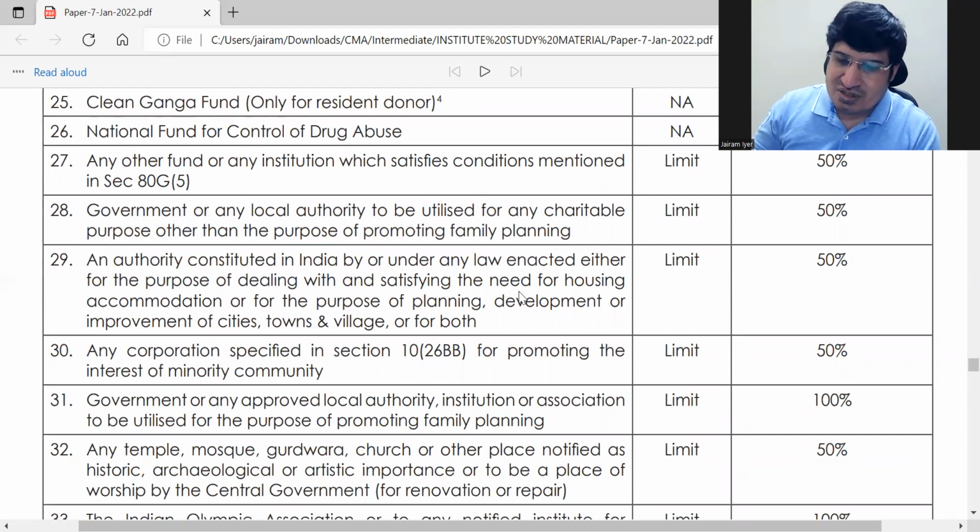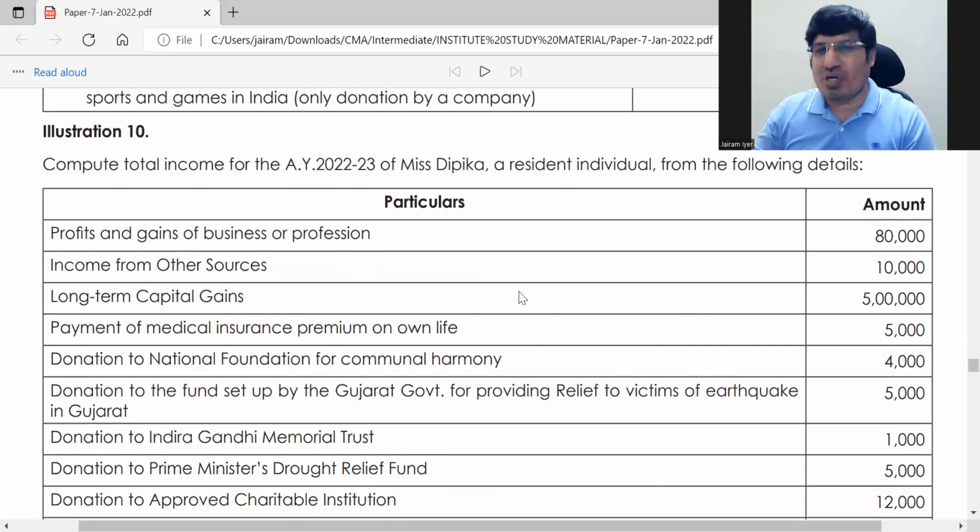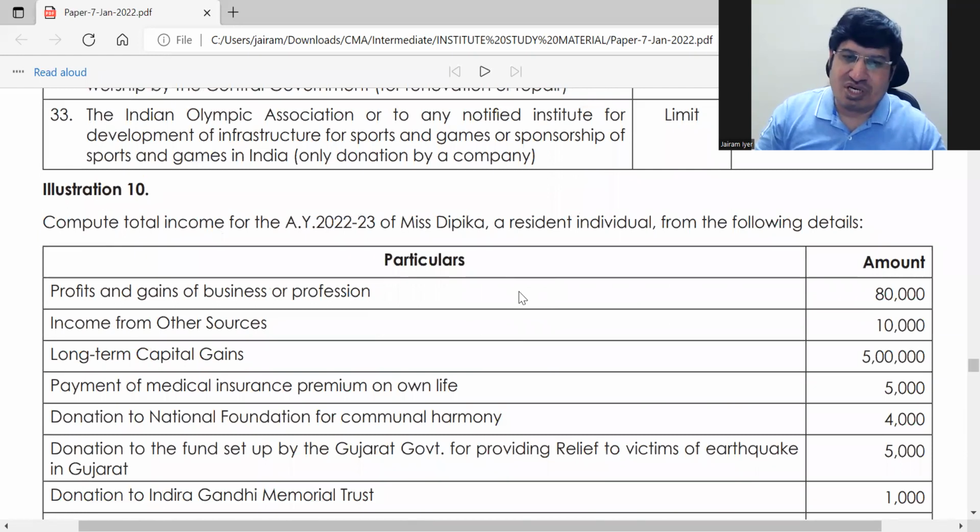Okay, so category A also, just read once, you will be able to make it out. That's all, nothing more. It's not that you have to learn word to word. So we'll do one problem of this and you will understand.